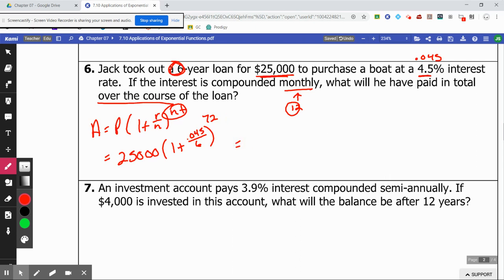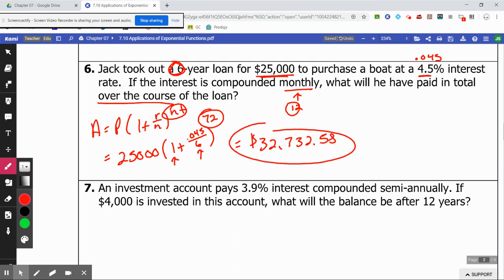Again, to do this step by step, you would divide, then you would add 1. That's everything in parentheses. You would then raise it to the 72 power, multiply it by 25,000, and you would get $32,732.58. Make sure that you can type that in, and that's the answer that you would get.